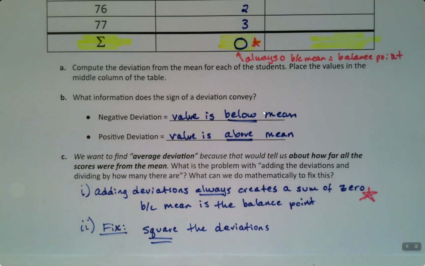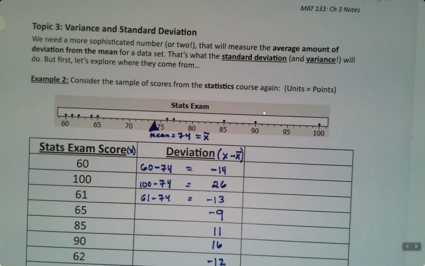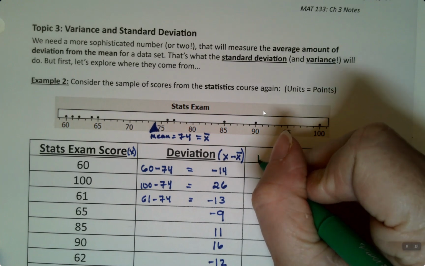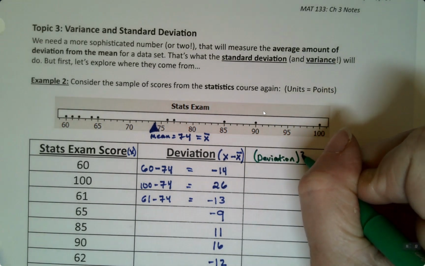Oops, sorry, I have a camera or a light up there. So we're going to square those deviations. When you square a value, it makes it positive. Right? That's what we learn in algebra class. Okay, so let's do that. So let's go back to the top, right up here, and let's square all these deviations. So we are going to take the deviations, and we're going to square them.